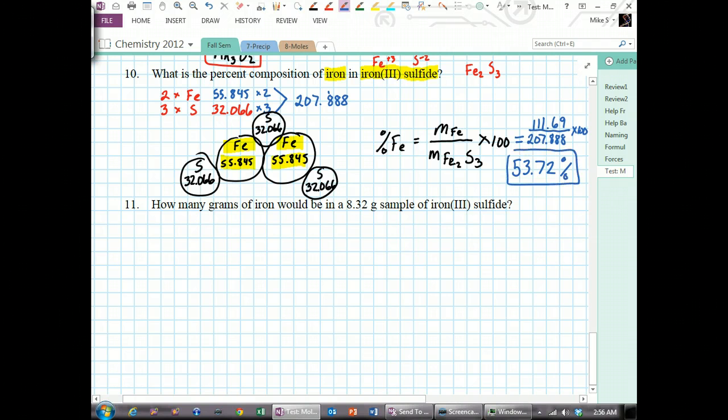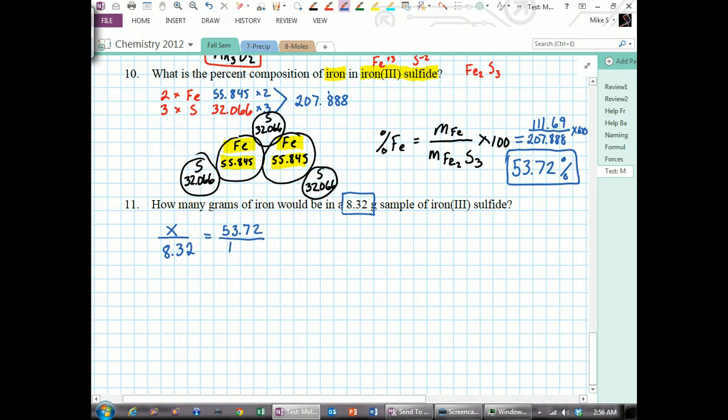That means that if you had 100 grams of the iron sulfide, 53.72% of it would be iron. That leads us into the next problem, where we have not 100 grams, but 8.32 grams. So percentages are a ratio, meaning it's how much there is out of 100. So we want to know how many grams out of the 8.32 is going to be iron.